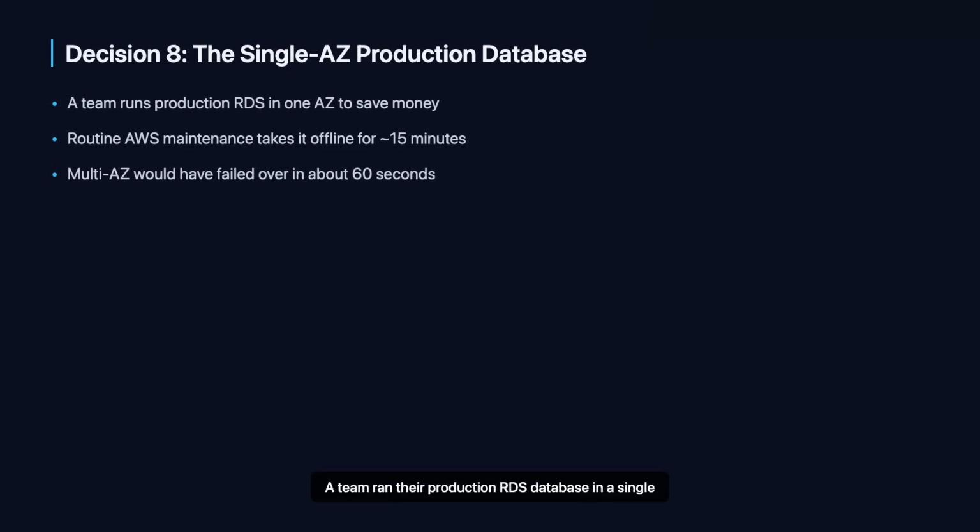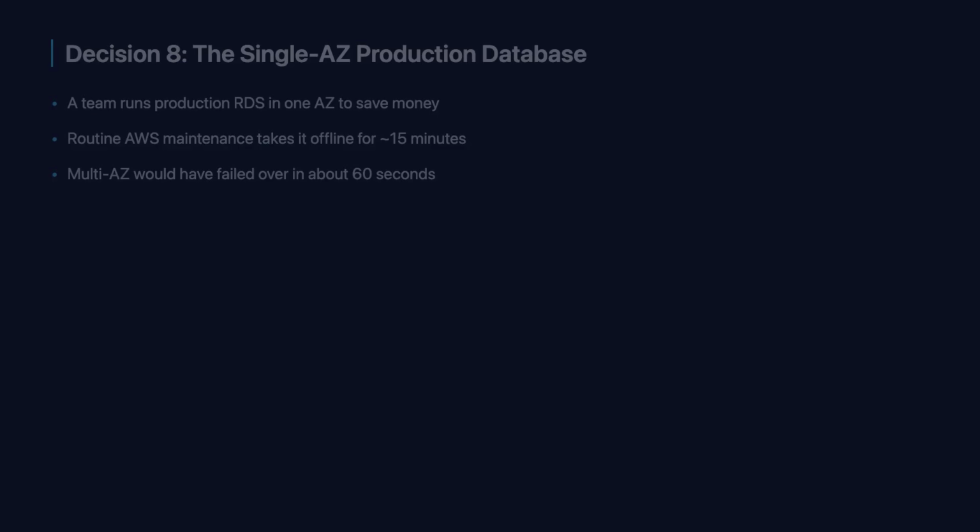Decision 8. A team ran their production RDS database in a single availability zone, framing it as a cost saving. Then Amazon Web Services did routine maintenance for OS patching, and the instance was unavailable for about 15 minutes. 15 minutes of production downtime for a scheduled maintenance window? With multi-AZ configured, that same window triggers a failover to the standby in roughly 60 seconds. The outage cost them customer credits and an SLA breach, far more than the monthly cost of the second zone.